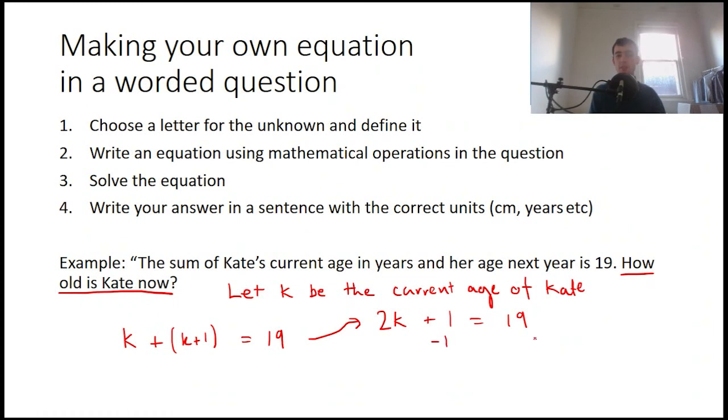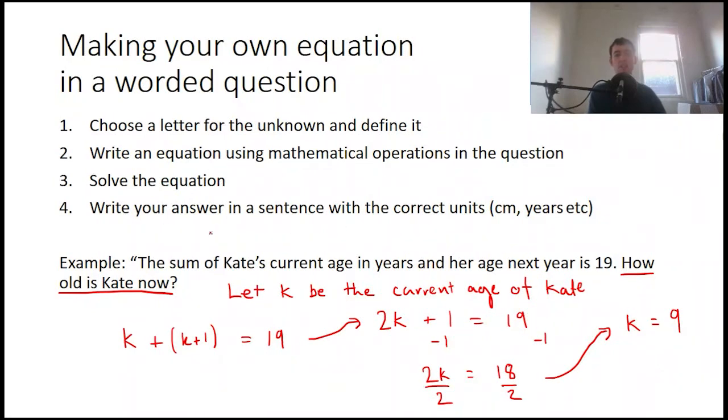You minus 1 from both sides. So you've got 2K equals 18, because these two cancel out, and you've got 19 minus 1 is 18. And you divide both sides by 2. And so you've got K equals 18 divided by 2 is 9.